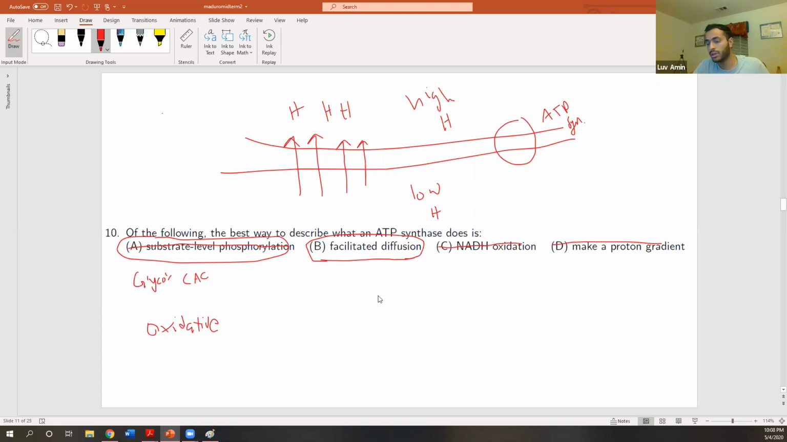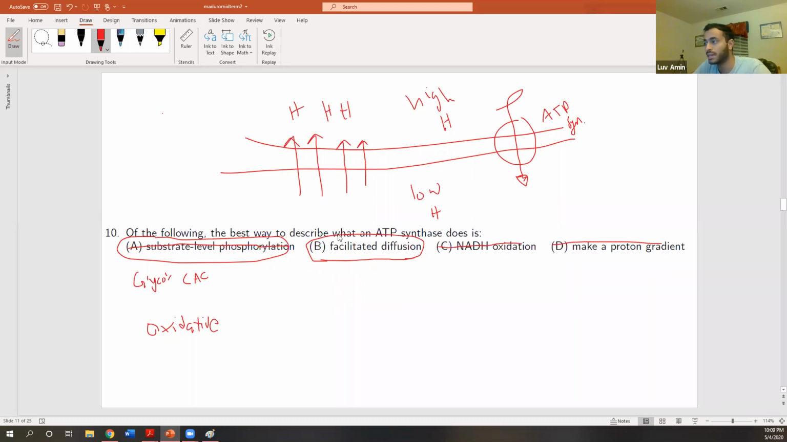So generally, we know that if something goes from high to low concentration, it goes through a process called diffusion, right? Because it wants to even it out. So the protons here have no problem coming through this protein channel in order to even out the amount of protons on either side of the membrane, right? No energy is needed, so it's going to go through facilitated diffusion.